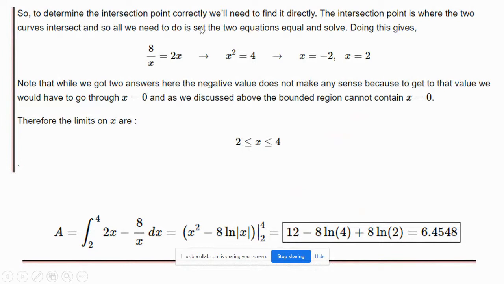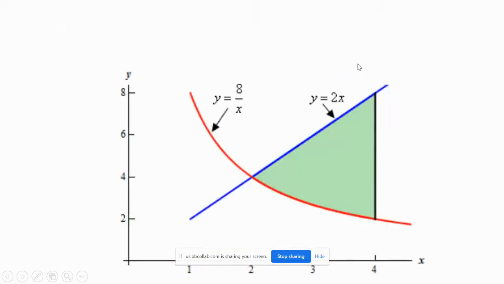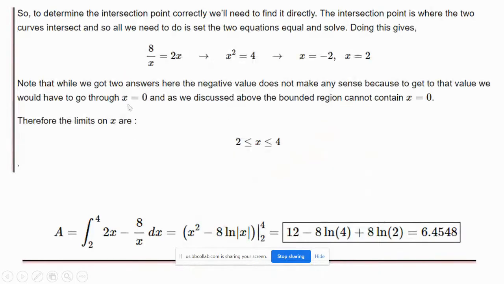Okay, so we do need to find that intersection point correctly. So what we're going to do is set when is 8 over x equal to 2x. So I can multiply both sides by x, and I'll have 8 is equal to 2x squared, and then I divide both sides by 2, and get that x squared is 4, which means x is minus 2 or plus 2. Now, minus 2 doesn't make any sense in the problem, but plus 2 does. So that tells us that this value down here is plus 2.